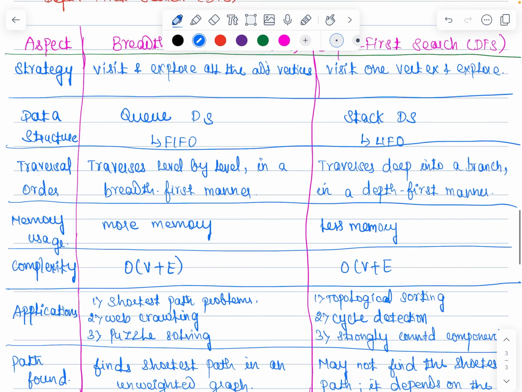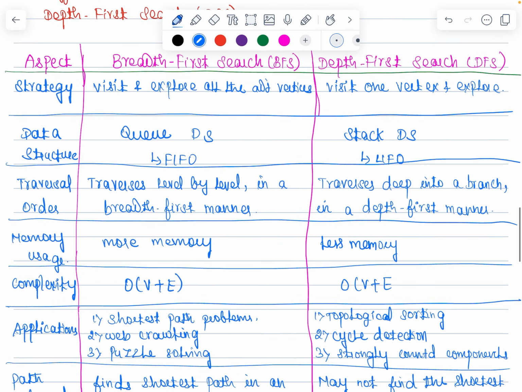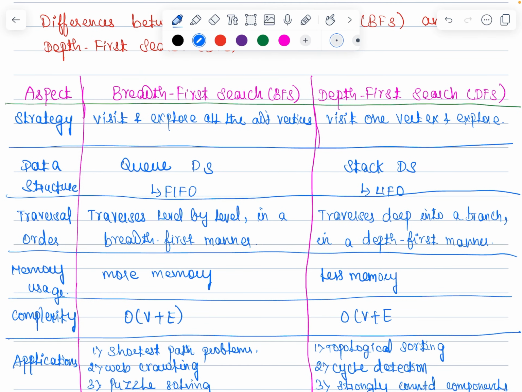So, these are the possible differences between breadth first search and depth first search.